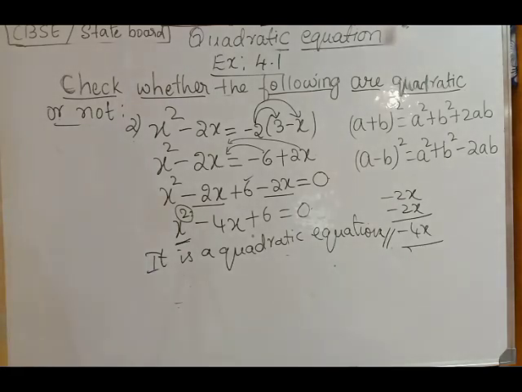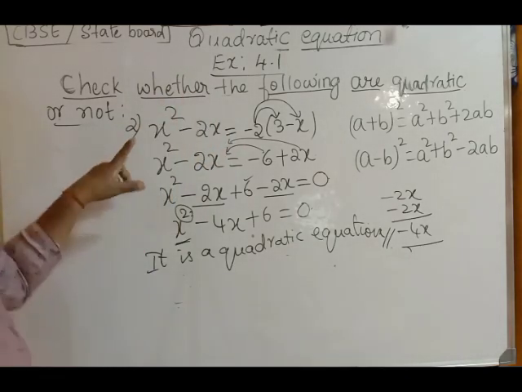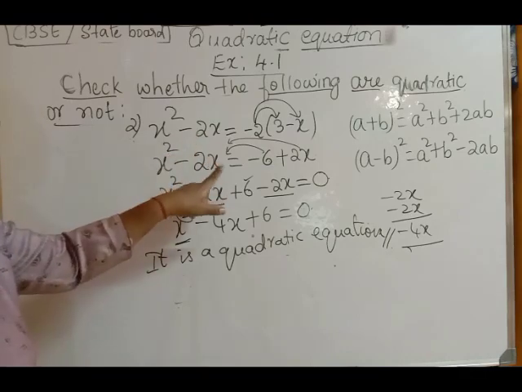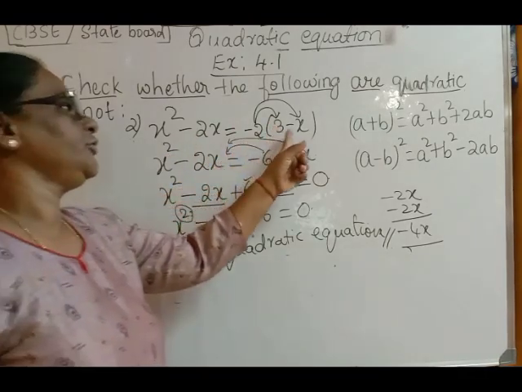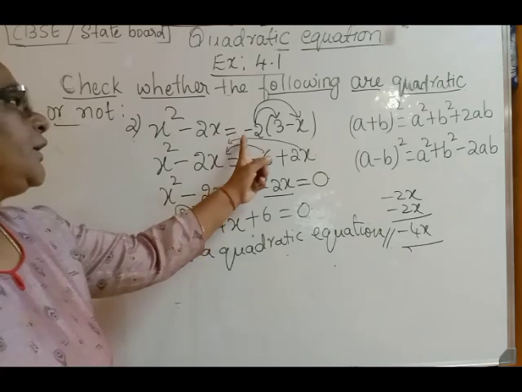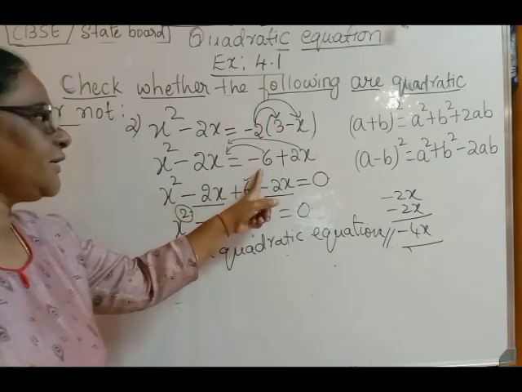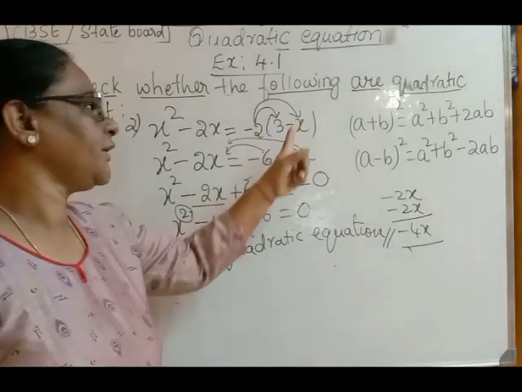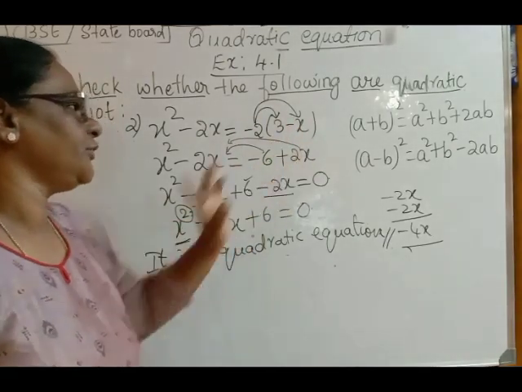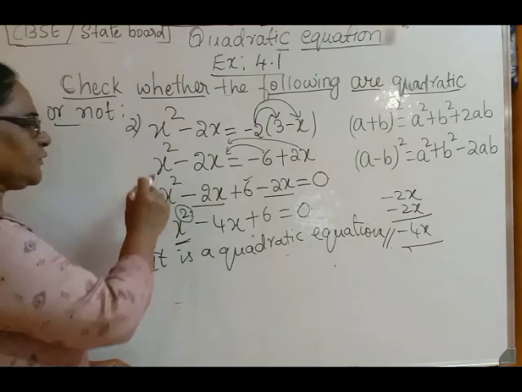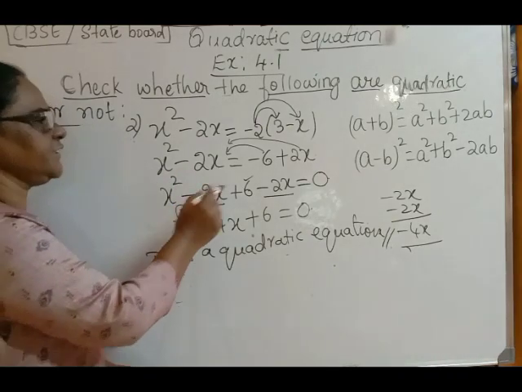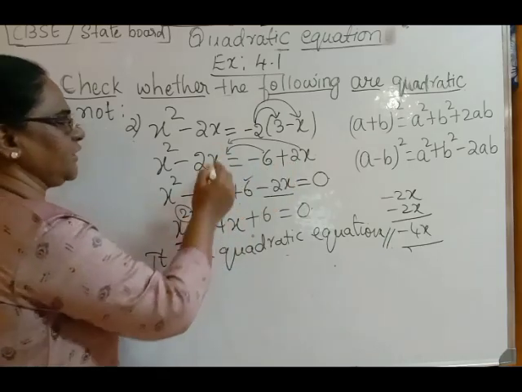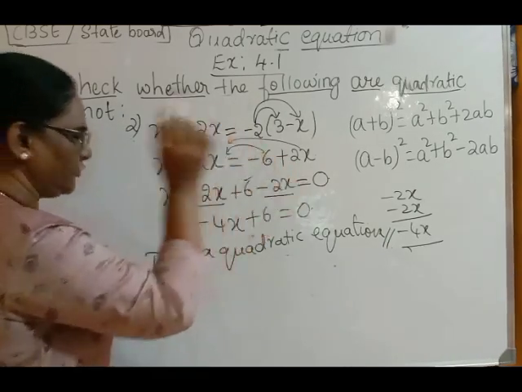Check once again. This is the given problem. X square minus 2x is equal to, multiply these two terms by minus 2. Minus 2 into 3 is minus 6. Minus 2 into minus x, both are minus, minus, plus. 2 into x, 2x. Now shifting, x square minus 2x as it is. Shift minus 6, that becomes plus 6. Plus 2x becomes minus 2x, is equal to 0.